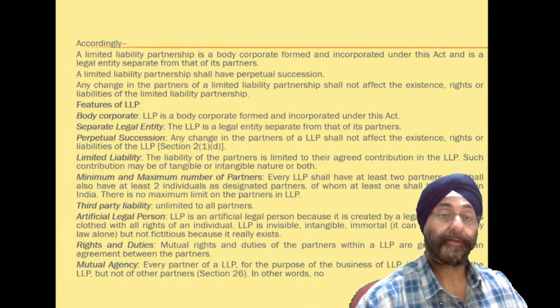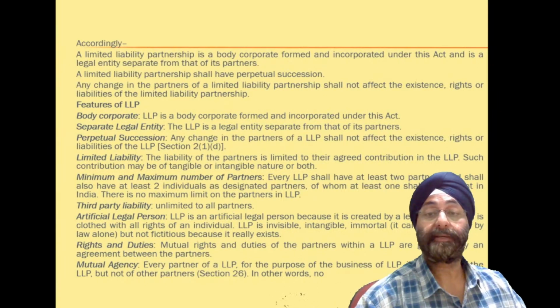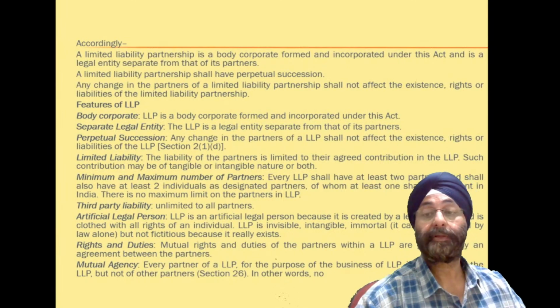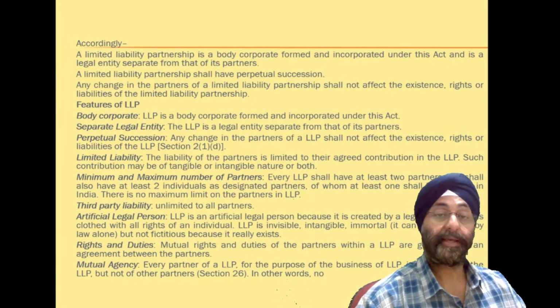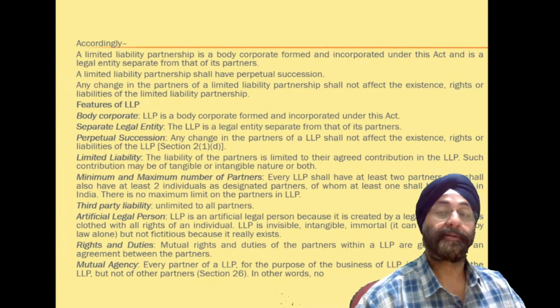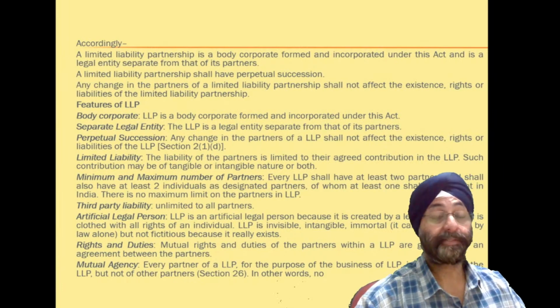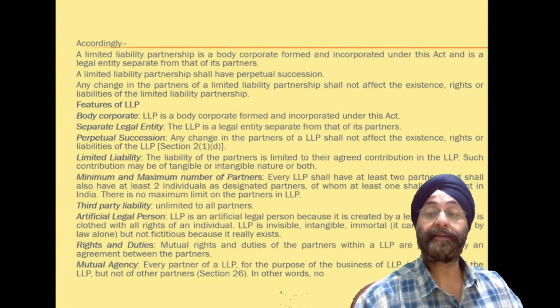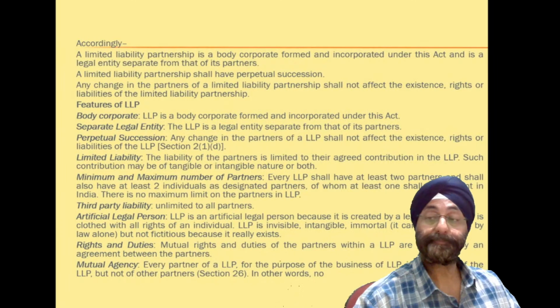The features of LLP. Body corporate: LLP is a body corporate formed and incorporated under this Act. Separate legal entity: the LLP is a legal entity separate from that of its partners. Perpetual succession: any change in the partners of the LLP shall not affect the existence, rights, or liabilities of the LLP. Limited liability, this is the most important part: the liability of the partners is limited to their aggregate contribution in the LLP. Such contribution may be tangible or intangible in nature, or both.